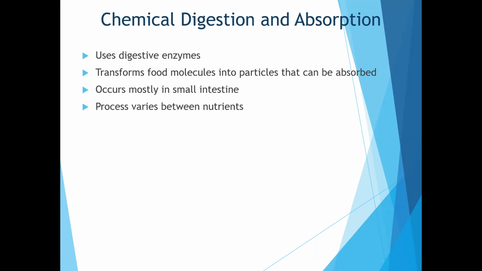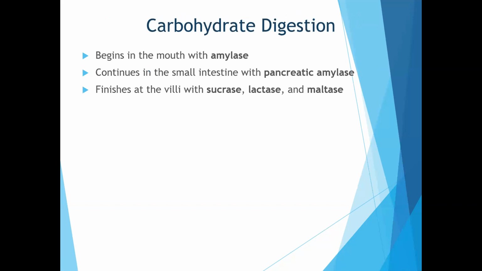Okay, so we talked about chemical digestion and absorption a few times throughout the chapter already. It starts up in the mouth with the saliva, and it continues throughout the stomach and the small intestine using digestive enzymes. So it transforms our food molecules into particles that can actually be absorbed. Like I said, it starts with saliva, but a majority of this will occur in the small intestine. And based on the different nutrients, whether it's fat versus carbs versus protein, that process looks a little bit different. So we're going to go through the major categories and how they are broken down.